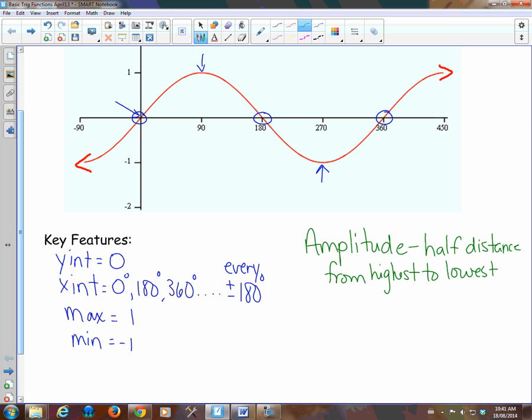So half the distance from the max to the min. So if I look at my graph, half the distance from the max to the min is right here. That distance, that's halfway. That distance is my amplitude. Amplitude is always positive. It's a distance. So in this case, my amplitude equals 1.